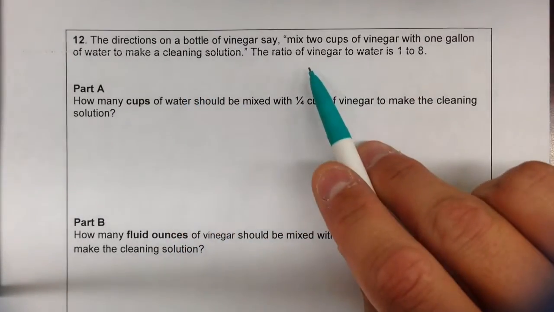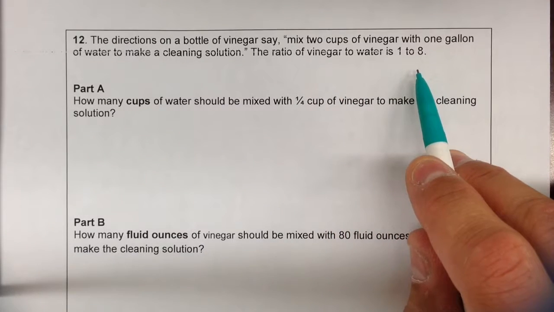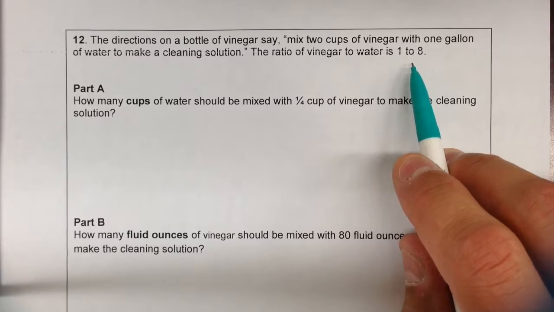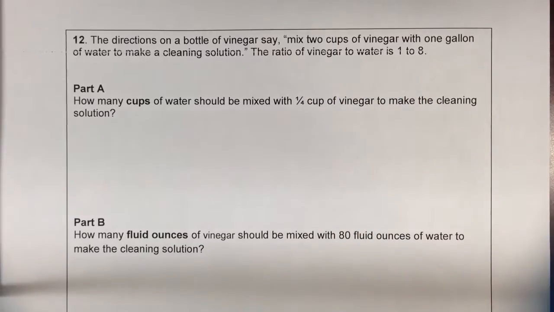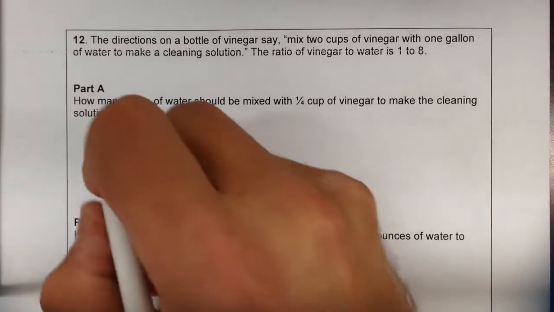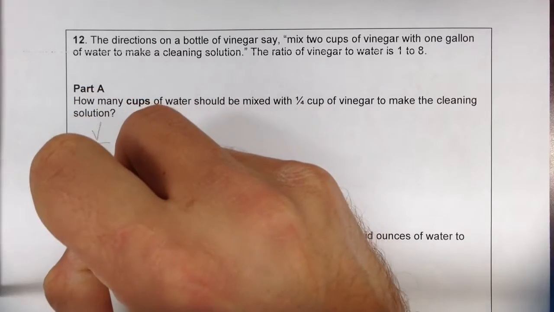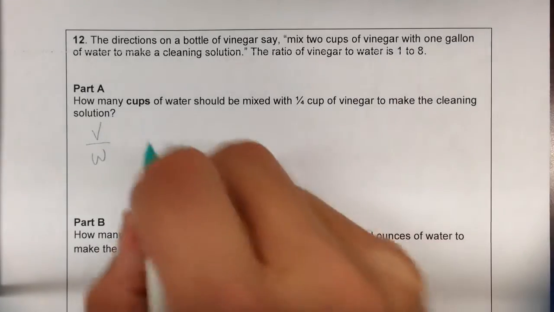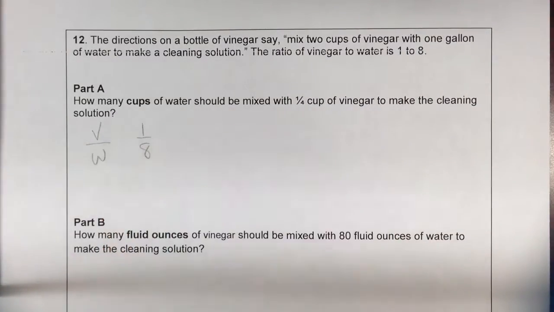Then it tells you the ratio of vinegar to water is 1 to 8, which is nice because then you don't need to worry about the gallons and cups anymore. It's just a matter of 1 to 8 being the ratio. So I'd start the first part off with a verbal model, vinegar over water, and say my vinegar over water ratio is 1 to 8.